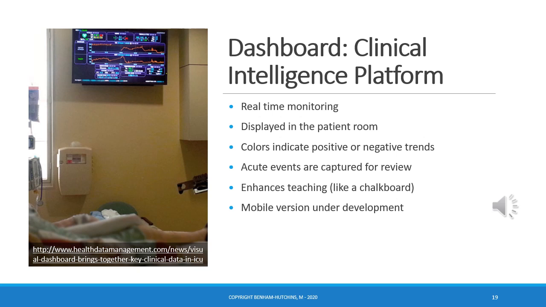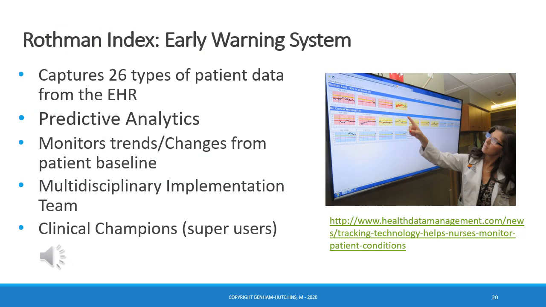There is a whole field of informatics that has to do with the screens, the graphical user interface. And so consequently, this one integrates colors that indicate positive or negative trends. Acute events are actually captured for review. So this is really nice because you can actually see the various factors that you're monitoring all at the same time, at maybe the same time as you saw a particular symptom, but you could review them 10 minutes later, an hour later, when a doctor gets there. It enhances teaching, of course, and they're actually working on a variety of mobile versions, and they may have those already at this point.